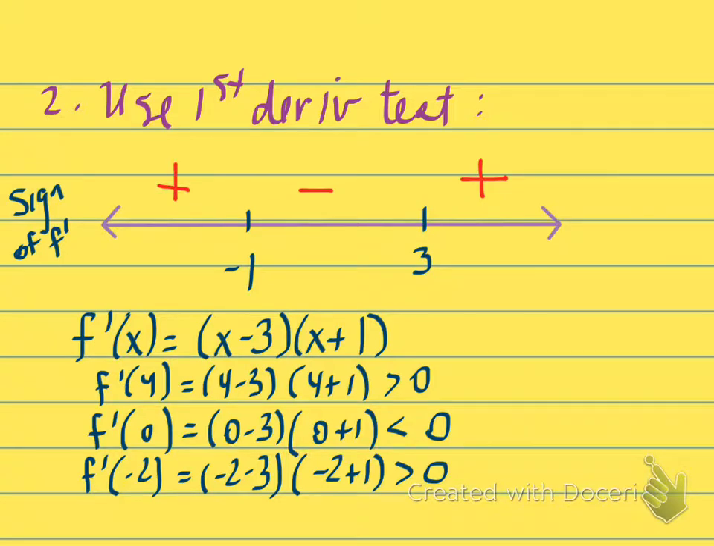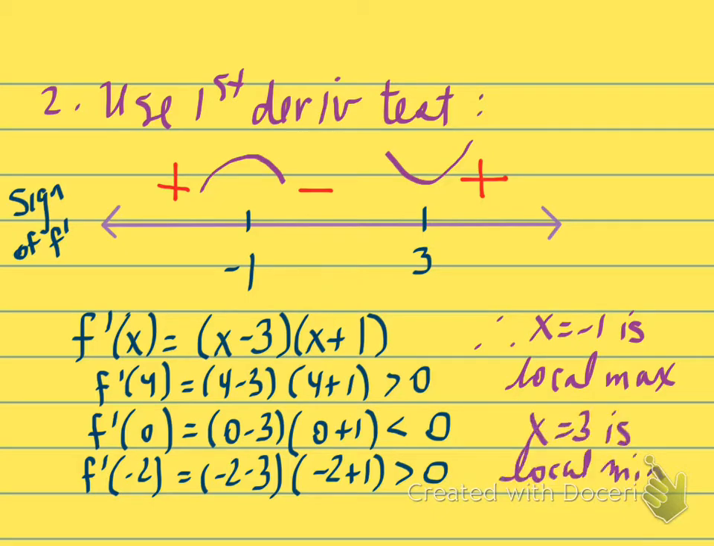Now, the first derivative test tells me that if my function goes from increasing to decreasing, in other words, if my derivative goes from positive to negative, well, you can just draw yourself a little picture, and you see that that should be a local max. And similarly, if we go from decreasing to increasing, or if the derivative goes from negative to positive, well, we should have a picture just like this, and that's a local min. And indeed, x equals negative 1 is a local max, and x equals 3 is a local min.